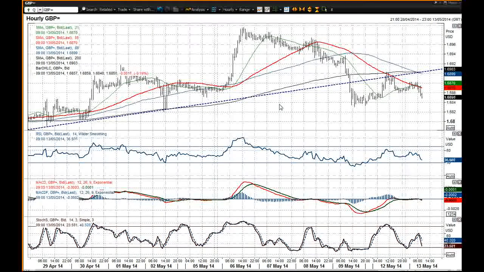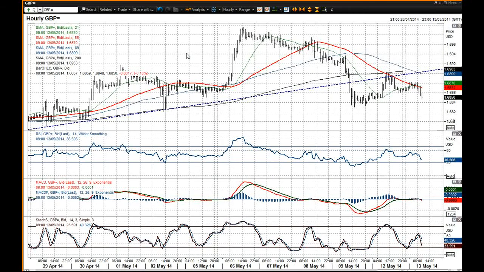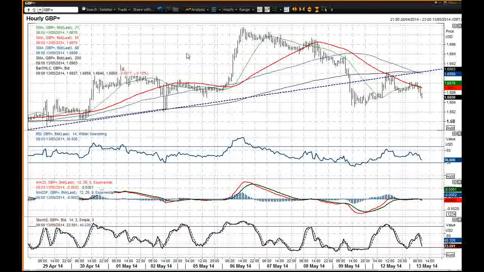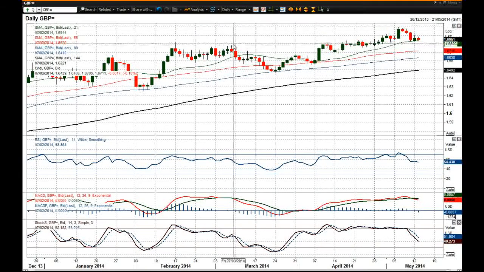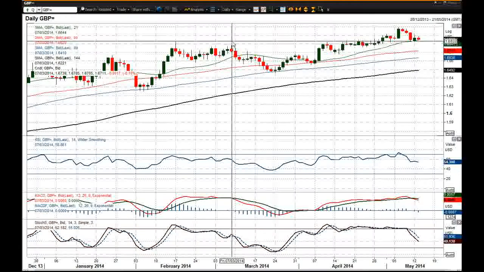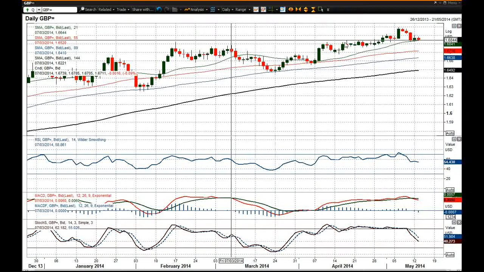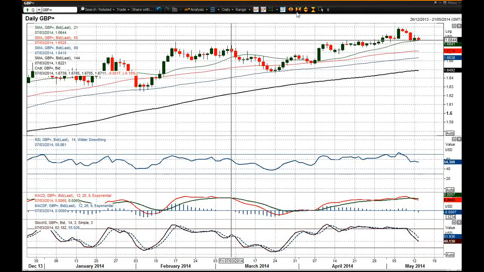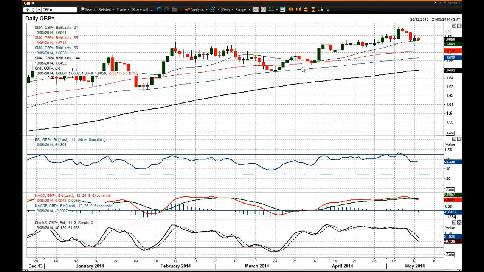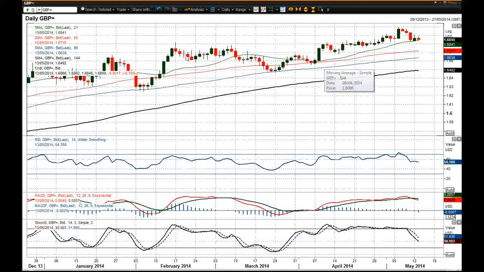Certainly at the moment this is, to be honest, a little bit surprising, because I thought cable was going to be just finding support nicely around that 1.68 big figure to 1.6840 level on the daily chart, which I talked about earlier, which is the basis of support. That support band there, 1.68 big figure to 1.6840, is the basis of support, but at the moment it's drifting backwards again, which, as I said, I'm finding a little bit surprising.